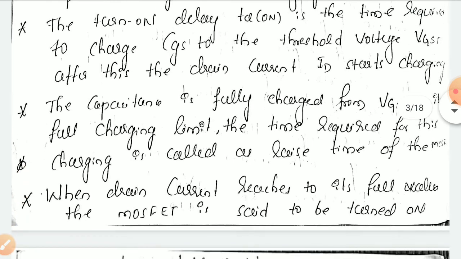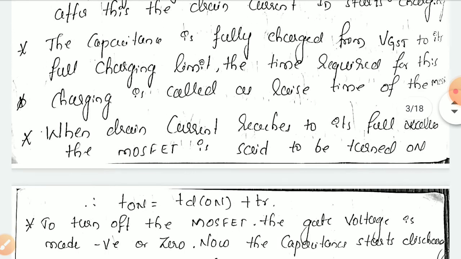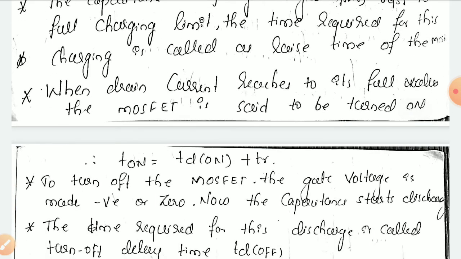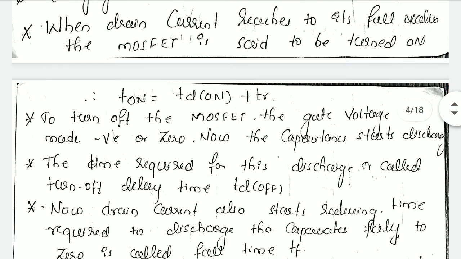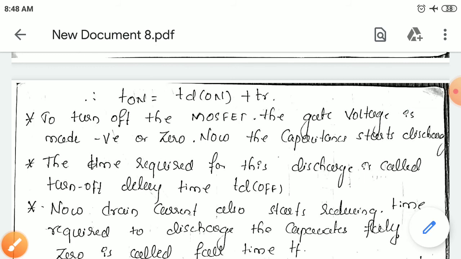When the capacitor is fully charged from VGS to its full extent, it is explained. When the voltage reaches its full value and the current flowing through the MOSFET reaches its full value, the MOSFET is said to be turned on. I explained that already. So T on is equal to TD on plus TR, that means delay time plus rise time. In the same way, turn off also.